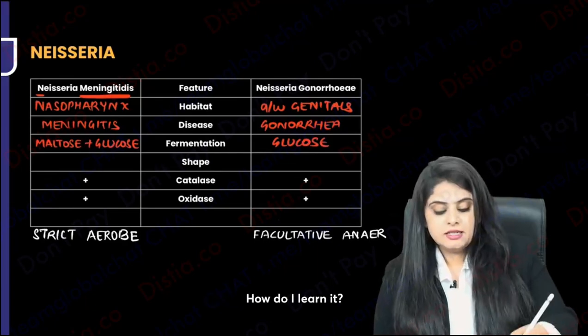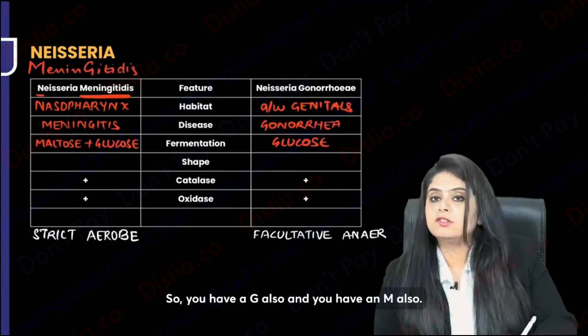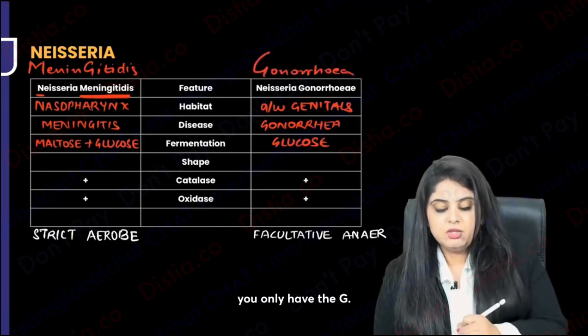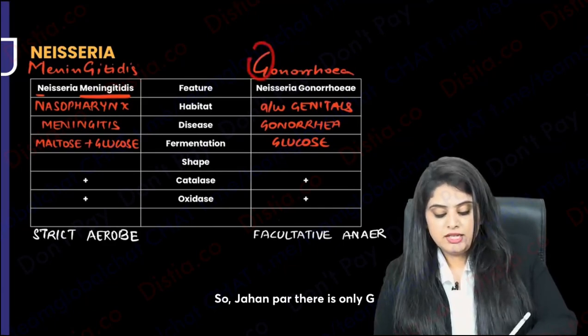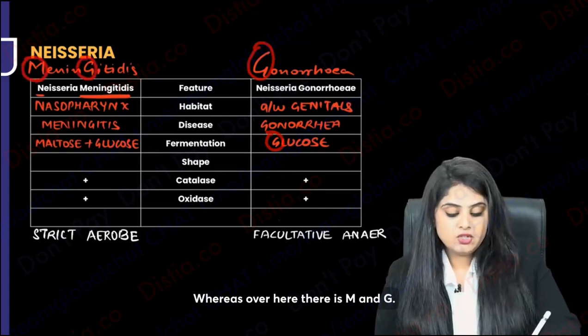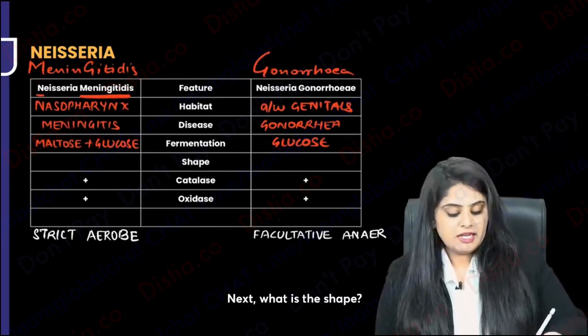How do I learn it? See, write with me the way you write meningitidis. So you have a G also and you have an M also. But when you have gonorrhoeae, you only have the G. So where there is only G, that will ferment only glucose, whereas over here there is M and G, that is why it's going to ferment glucose and maltose. Easy to learn.